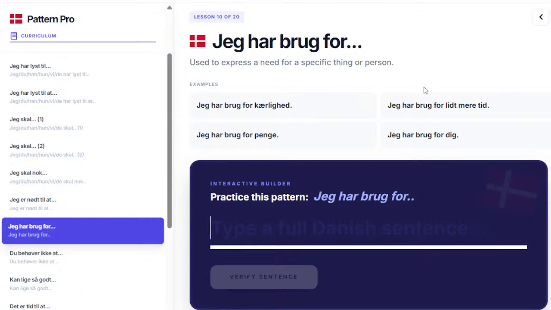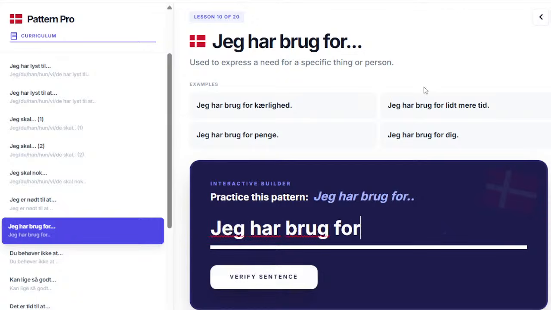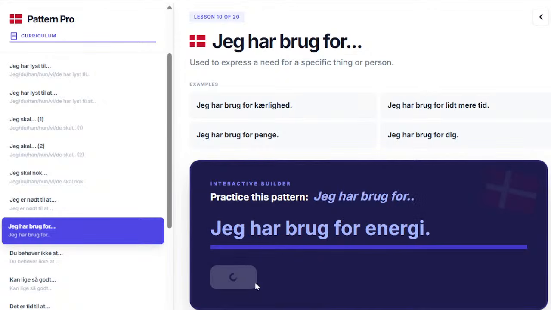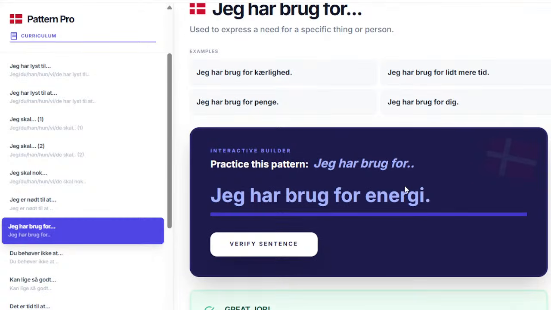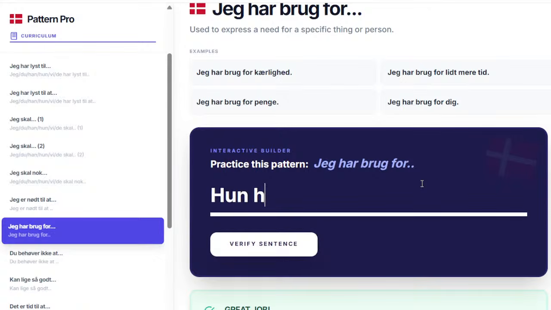So you could say, jeg har brug for energi. Yeah, why not? Jeg har brug for energi. Which is, of course, I need energy. Right? You could never say, jeg er nødt til at energi, because that would be about an action, and also, because you need energy. Like, you need to feel that energy, right? It's not a situation.